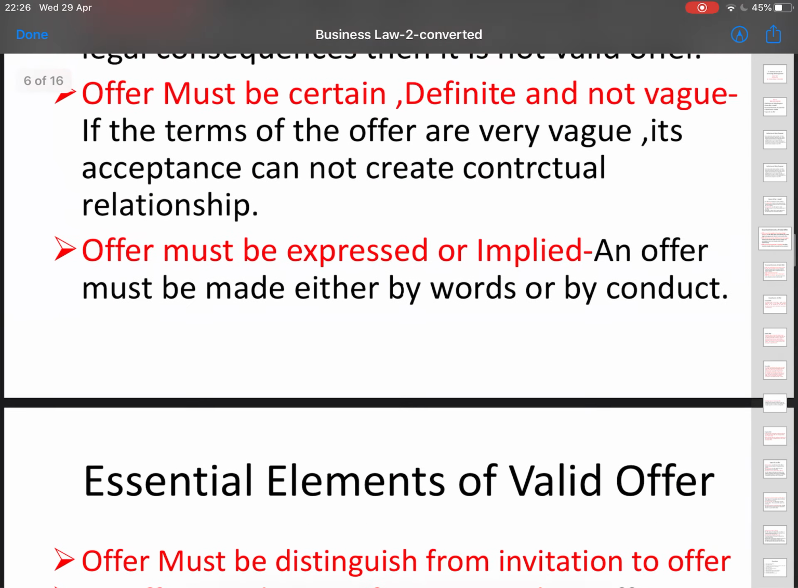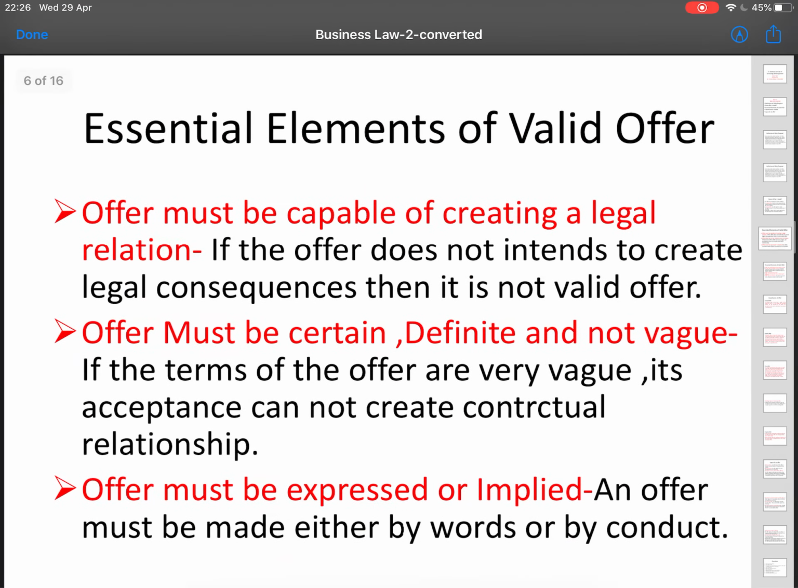I am starting with the first. An offer must be capable of creating a legal relationship. If the offer does not intend to give rise to legal consequences, it is not a valid offer in the eyes of law. For example, an offer to a friend for dinner at the offerer's house is an offer, but it cannot create a legal binding or legal relation between offerer and offeree. So, this is not a valid offer.